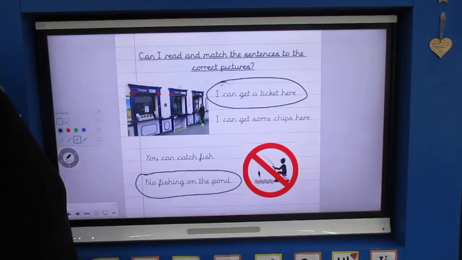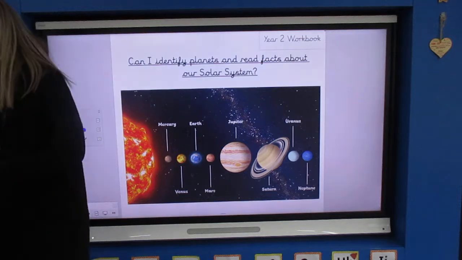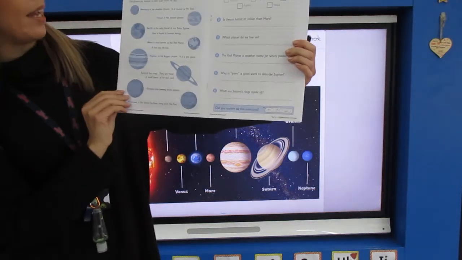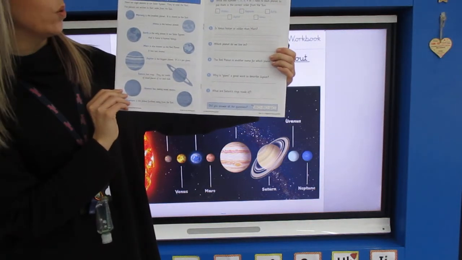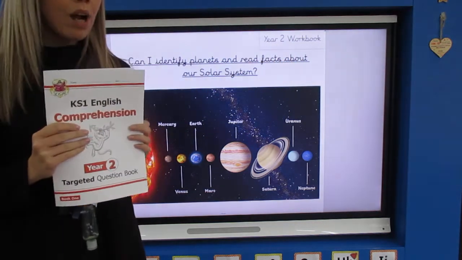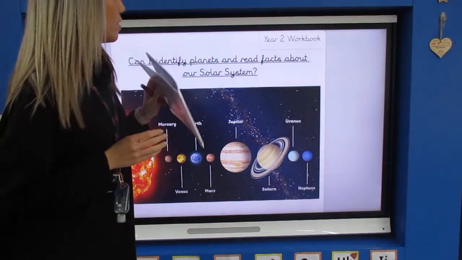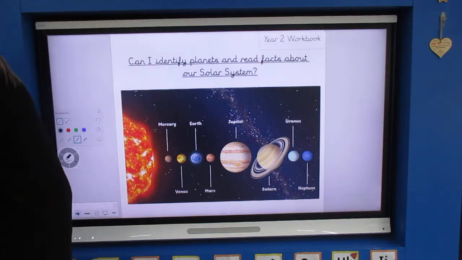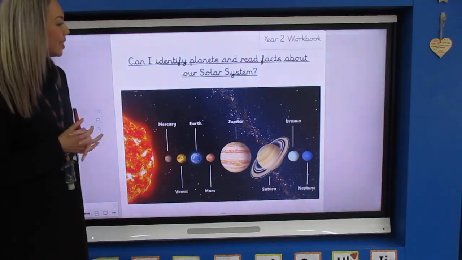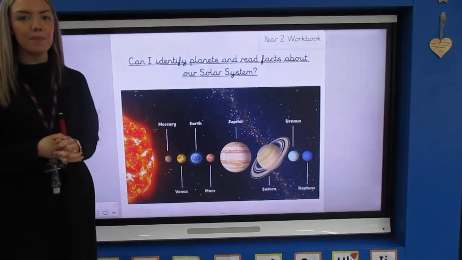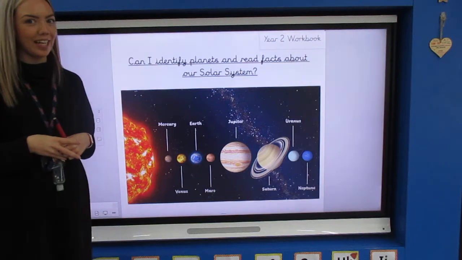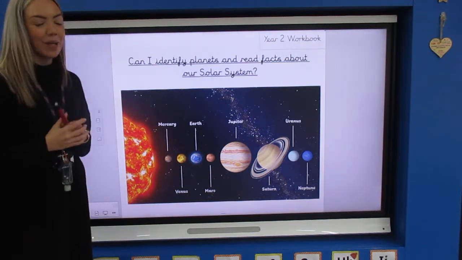Well done. So lastly then, if you have the Year 2 comprehension booklet with the monkey on the front, you are going to be working today on pages 16 and 17, and it is all about our solar system. But you don't need this yet, so you can pop that away, grab a whiteboard and a pen, or some paper and a pencil, and we're going to have a look at our solar system together first. So, our learning question then for today, if you've got the Year 2 workbook, it is, can I identify planets and read facts about our solar system? Now I know, Finley, you love space, so I think you're going to be our whiz at this activity today. So I can't wait to see your work already, and we haven't even begun.